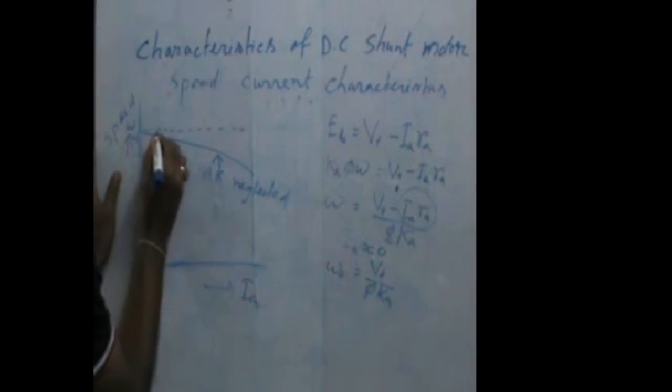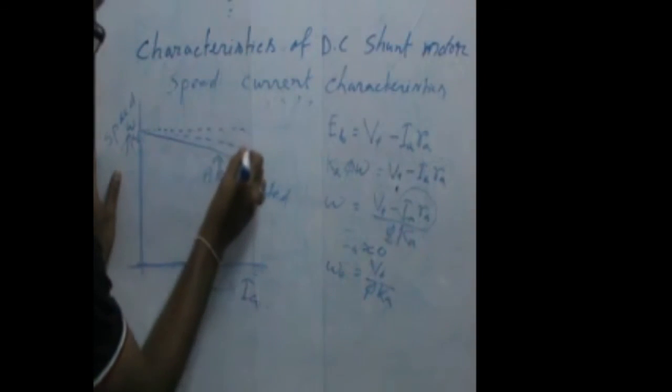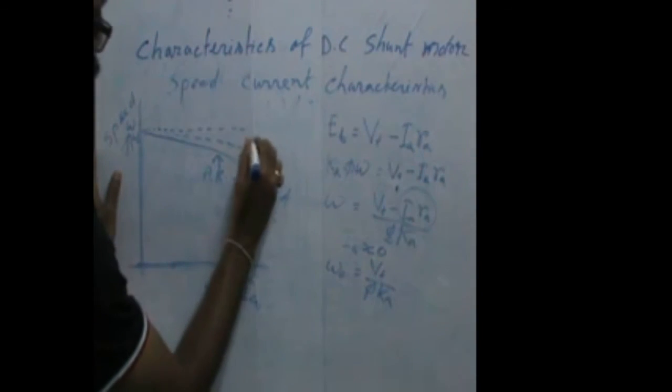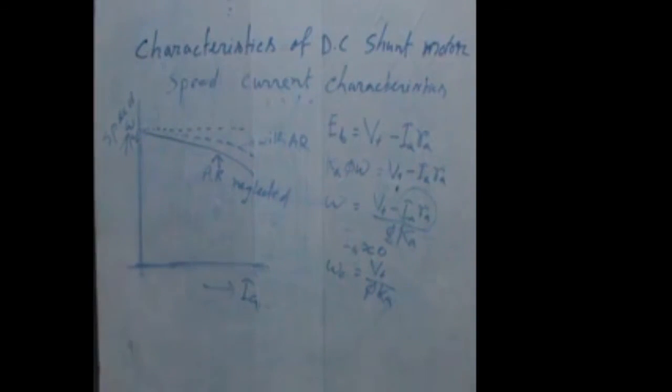This is the curve with armature reaction. When armature reaction is considered, the curve is given by this one. So this is the speed armature current characteristics of a shunt motor.